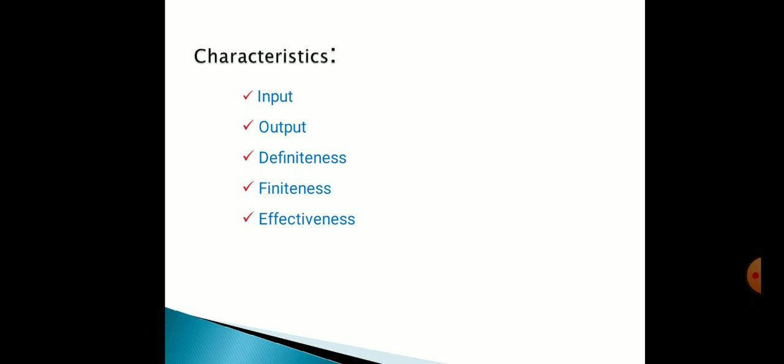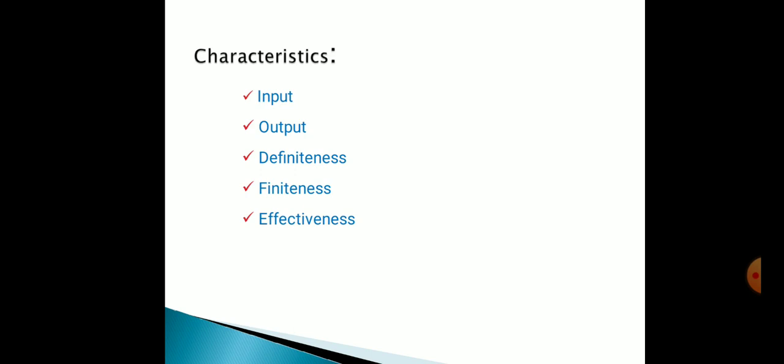To develop an algorithm, 5 factors are important. Those are input, output, definiteness, finiteness, and effectiveness. Input specifies how many input values we have to supply for our algorithm. In algorithm designing, 0 or more parameters can be supplied as input. And output: without taking any input also, our algorithm has to produce one value. At least one output has to be produced from the algorithm.